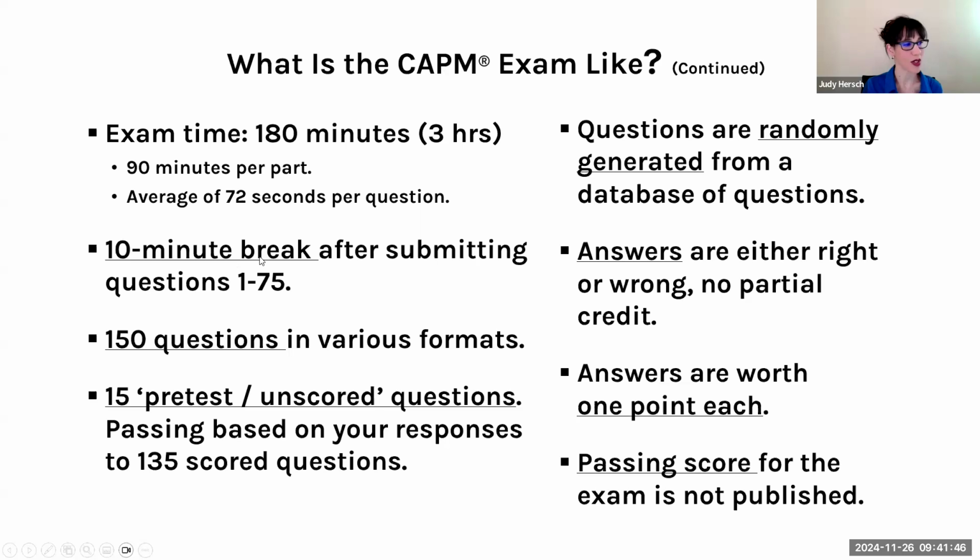So you take the first 75 questions and then you have a 10-minute break. The exam itself is made up of a total of 150 questions in various formats. There are actually 15 pre-test or unscored questions where they're just trying out experimental questions, so we have 135 that we're scored on. They're randomly generated from a database of questions. Say it says, pick 3 for one of your exam questions, and you pick 2 that are right and 1 is wrong, it's still considered all incorrect, because answers are either right or wrong, no partial credit, and they're each worth 1 point.